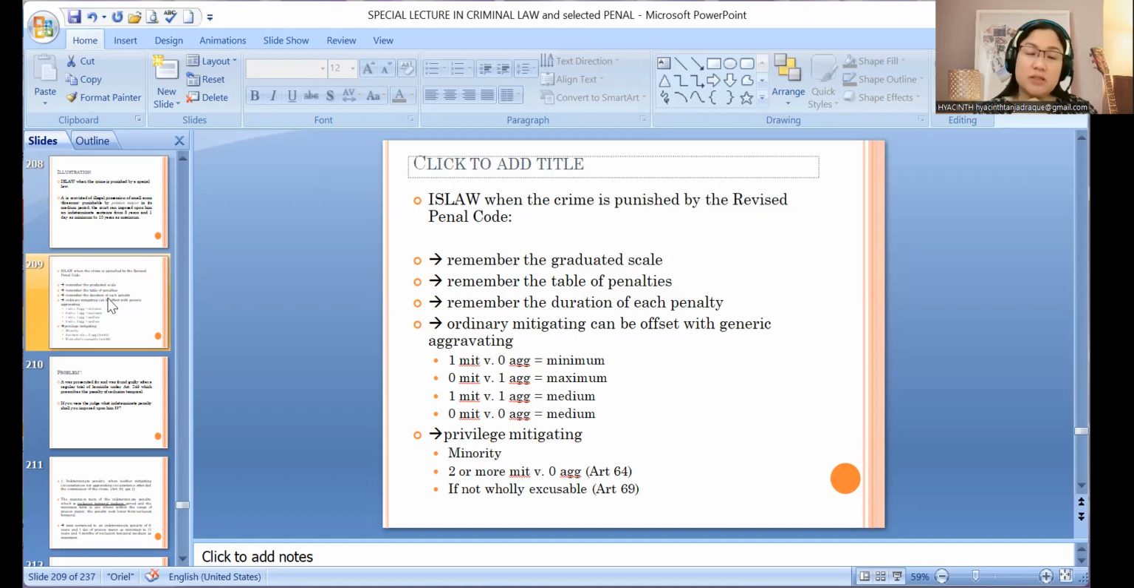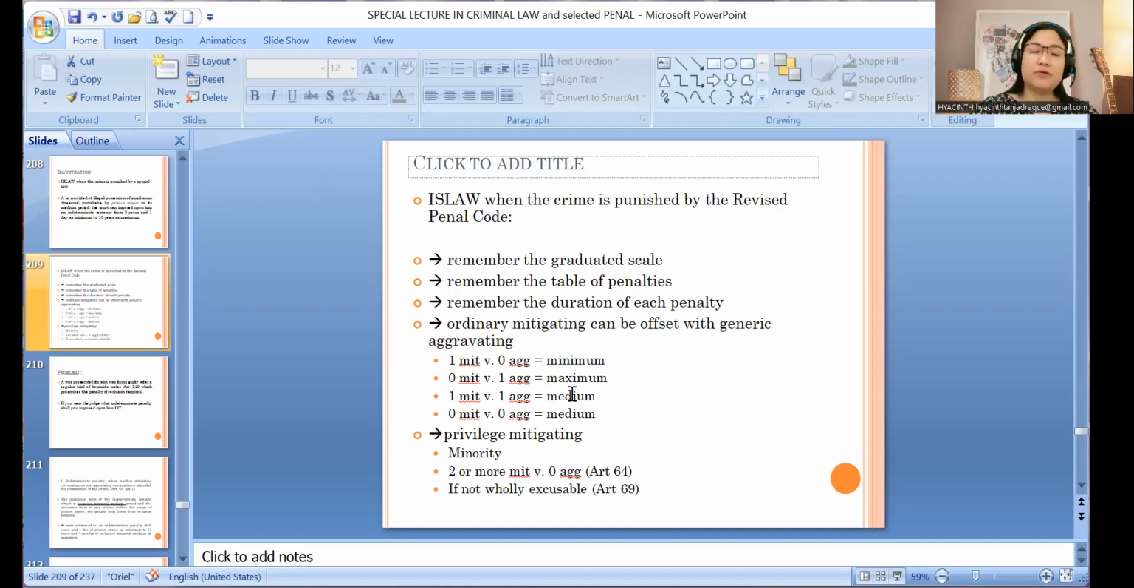And if there is no mitigating and there is 1 aggravating, the penalty to be imposed upon the accused is the maximum period. If there is 1 mitigating and 1 aggravating, offset it. It is as if there is no aggravating or no mitigating attending the commission of the crime, hence the medium period shall be imposed. 0 mitigating, 0 aggravating, medium period. So we are actually talking about the divisible penalties.